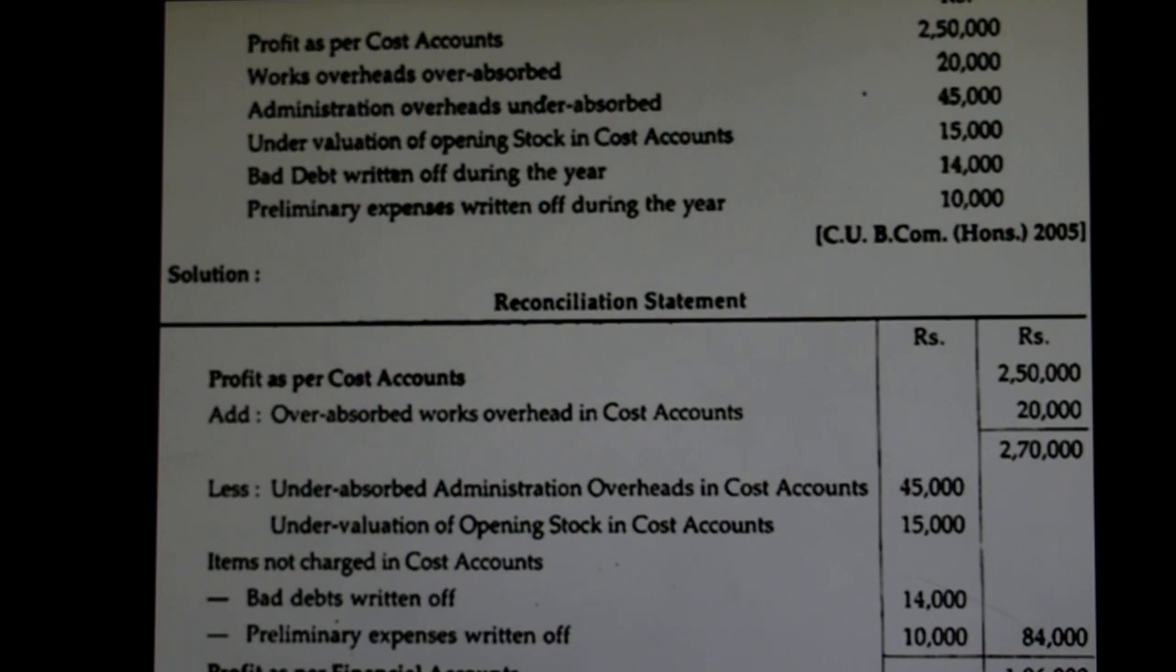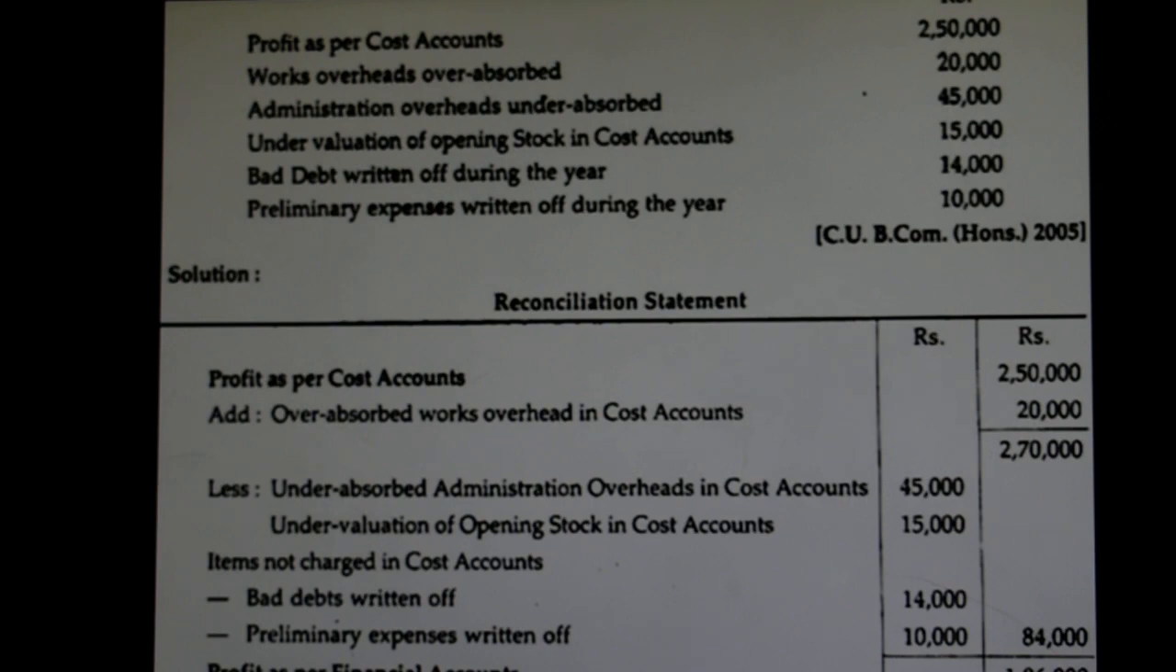Now we solve this problem. First you have to create columns: particulars and amount column. As per cost accounts, profit is rupees 2,50,000, taken as a base profit for the calculation to get a reliable profit. Along with profit as per cost accounts, we have to add over absorbed works overhead in cost accounts of rupees 20,000. Now we get the net profit as per cost accounts, rupees 2,70,000.